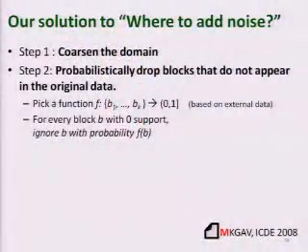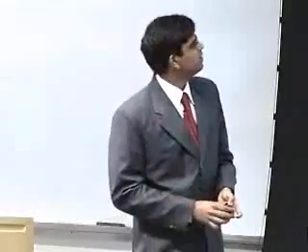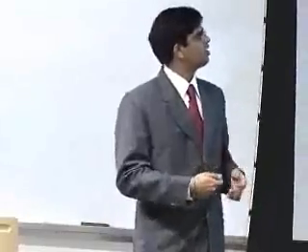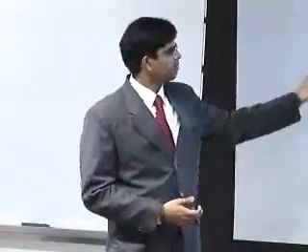So our solution was two-step. First, what we did was we coarsened the domain. Instead of looking at census blocks, you look at census tracts and so on. But that still reduced the domain size only to like 1 million or so. So the next thing we did was we probabilistically dropped some of the blocks that do not appear in the original data. We just picked a function based on some external data using some prior knowledge, and then we dropped the blocks that don't appear in the input data with some probability.